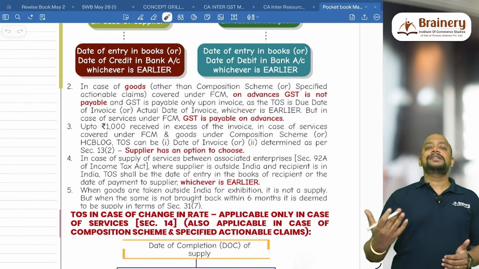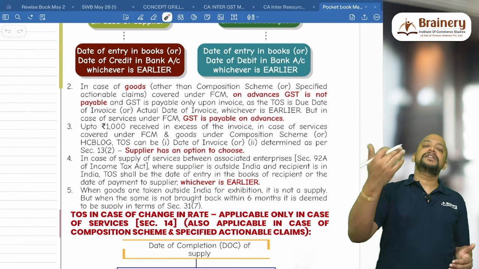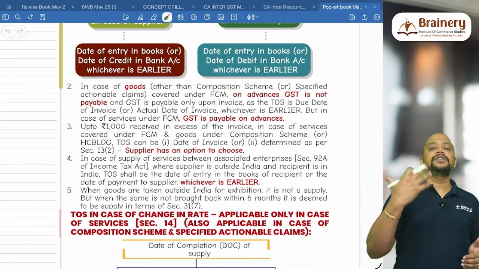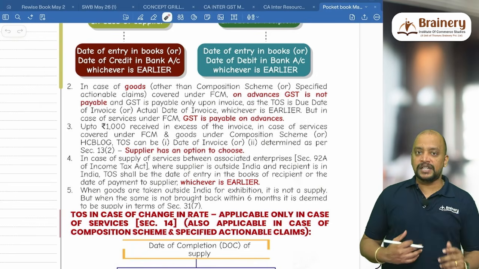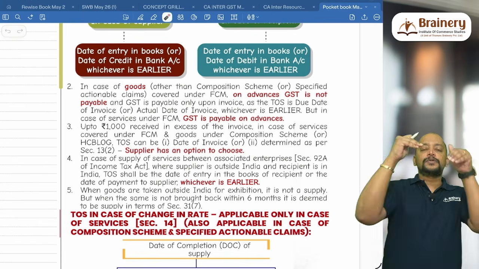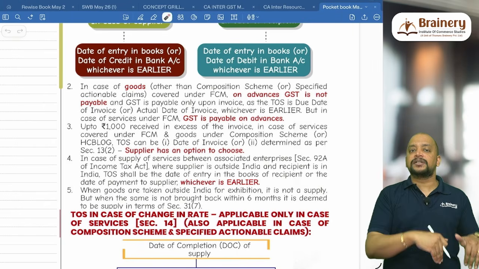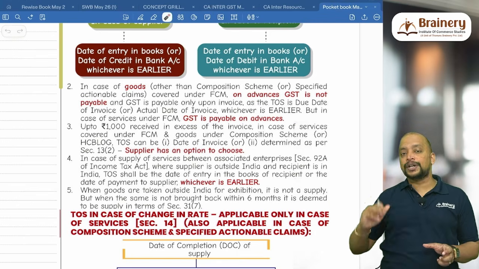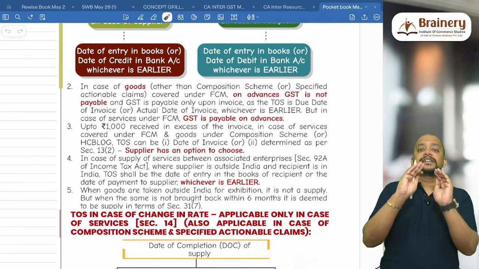Then next we have one point. In case of services, as GST is payable on advances, or even in case of goods, specified actionable claim and composition scheme, if they are receiving some excess amount beyond the invoice, for example, the invoice is for 13,200, but the amount received is 14,000, some excess amount is received. For this excess amount, what is the treatment? Two options are available. Either they can go by the regular provisions, that is, for this excess amount, we will give the invoice only in the next period, so payment is received now, or the next period when we give the invoice, whichever is earlier, payment received will be taken as the time of supply. Or with respect to this excess amount, whenever you raise the invoice in future, that time itself will be taken as the time of supply. But this is only for the excess amount if the excess amount is up to 1,000.